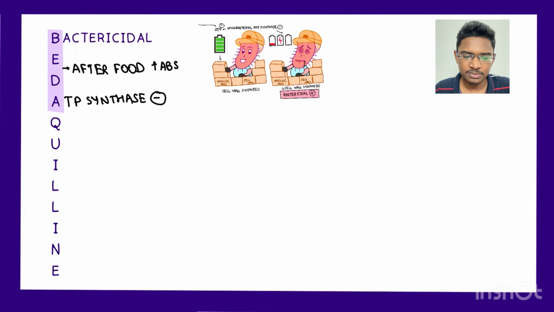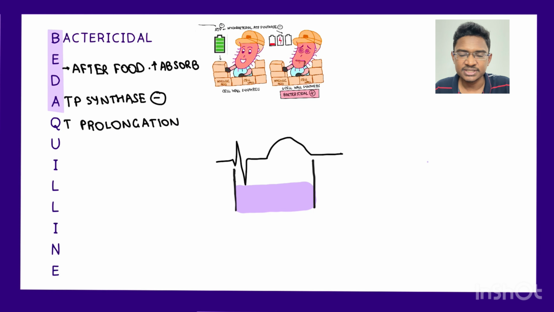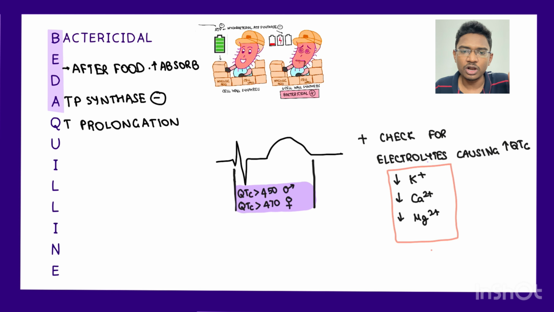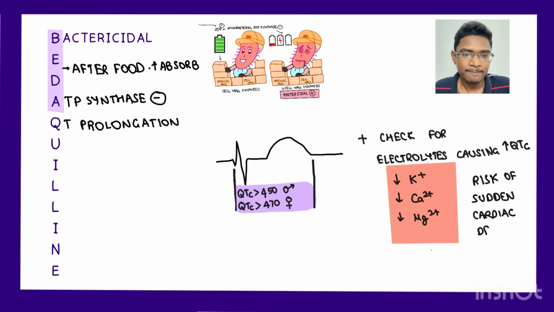Okay, next is Q. Q comes QT prolongation. This is the most important side effect of bedaquiline. QT interval, which is the start of Q to the end of T wave, will constitute a QT interval. We call it as prolonged if it is more than 450 milliseconds in male and 470 milliseconds in females. And also always you should check for the electrolyte abnormalities which also cause QT prolongation. Why? Because this QT prolongation, if it is happening, then that will lead to development of torsade de pointes, ventricular fibrillation and sudden cardiac death.